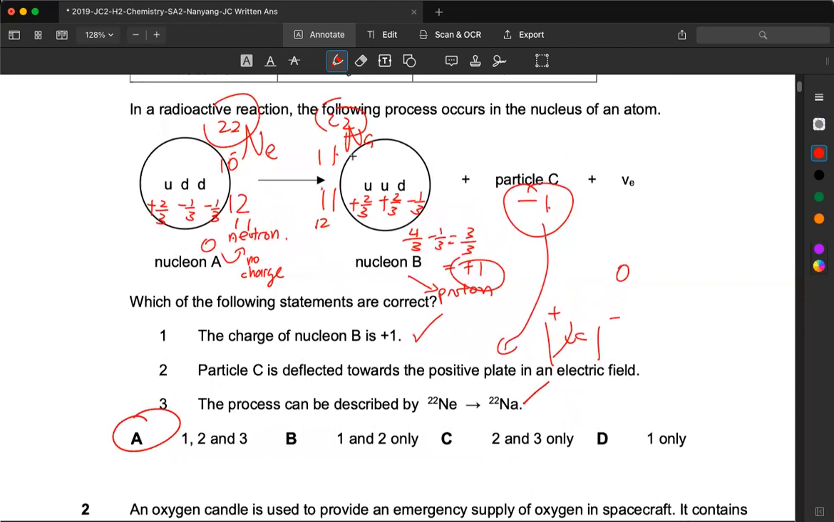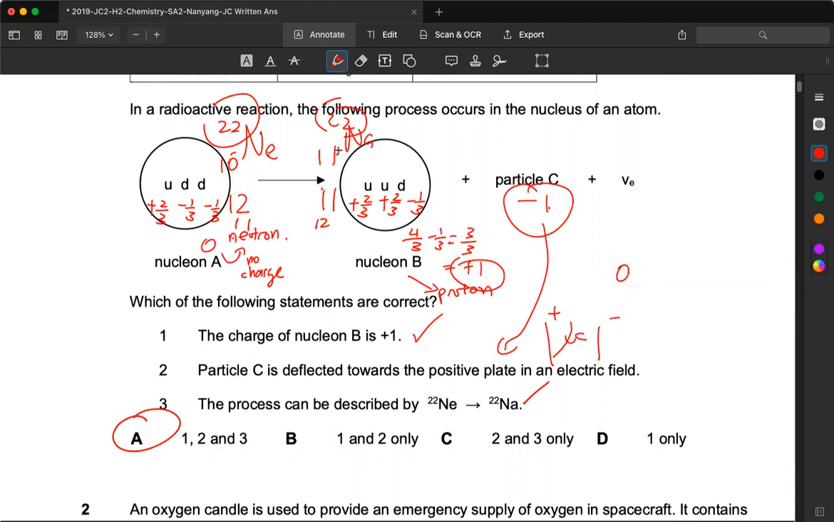From neon to sodium, there is a plus 1 in proton number. A proton has a positive charge, so there's one more proton, but one less neutron, since the mass number is kept constant.